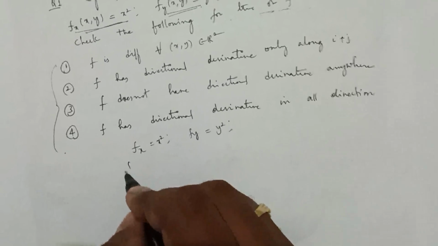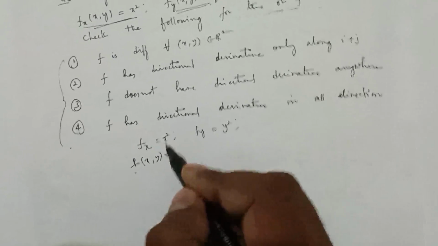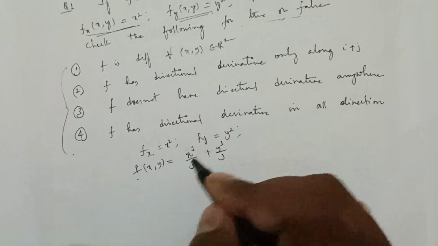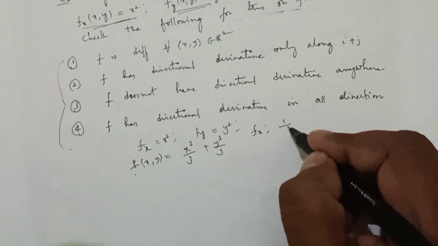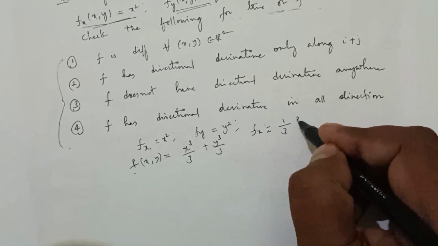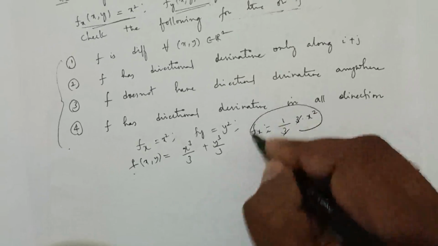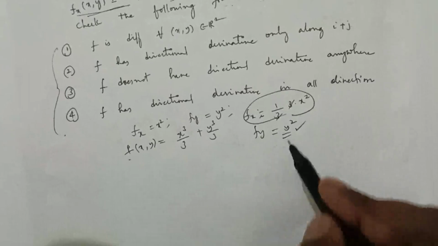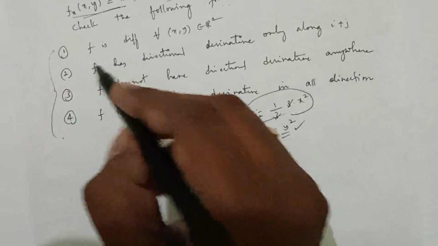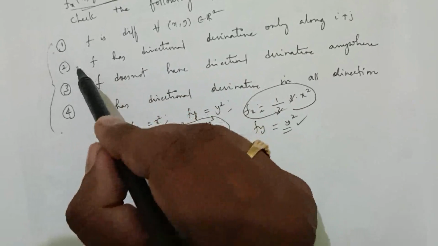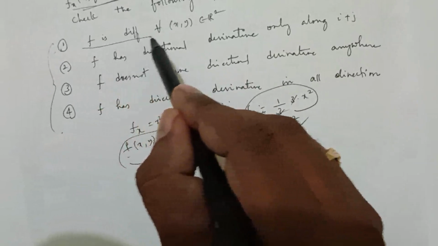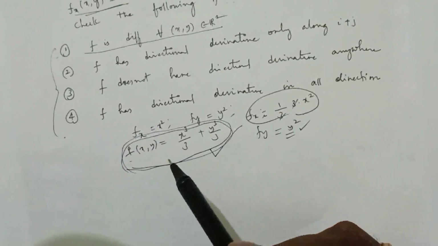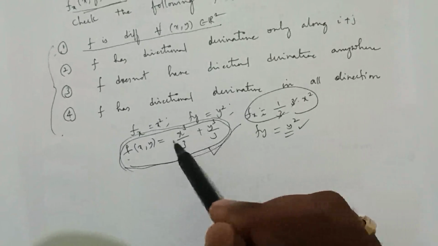In my mind I have one function f of x comma y equals x cube by 3 plus y cube by 3. If I differentiate it partially, I will get 1 by 3 into 3x square, so I will get x square. Similarly fy, I will get y square. So if I choose this function, whether the options will hold, whether these statements will hold. F is differentiable for all x, y in R square. Yes, this is analytic and it is differentiable since it's a polynomial, because in the denominator you don't have any zeros.